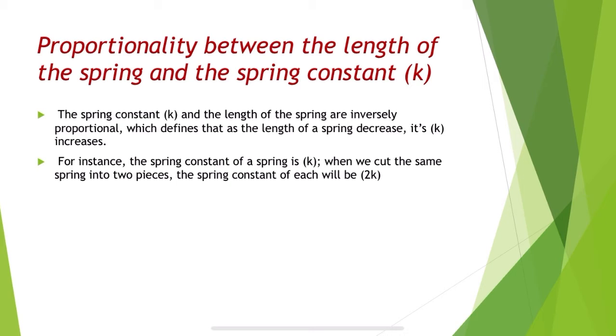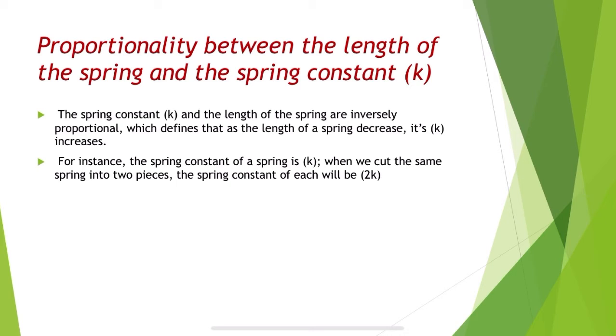For instance, let's consider that the spring constant of a spring is K, just a number. When we cut the same spring into two equal pieces, the spring constant of each will be 2K. Look at this. The spring was 1 meter in length and its constant was K. Now when we cut it into two equal pieces, each becomes 50 centimeters, and the spring constant of each of those smaller springs is 2K.